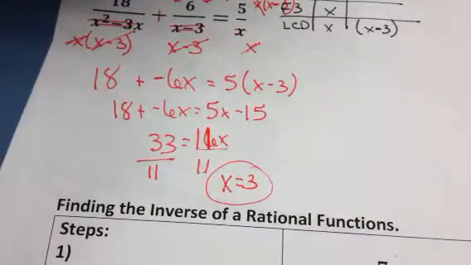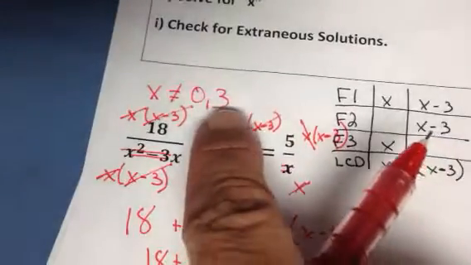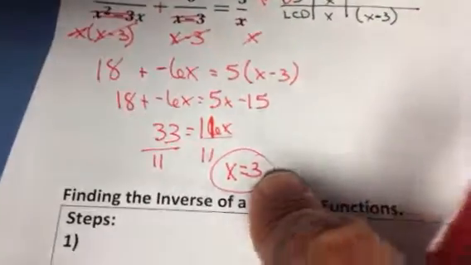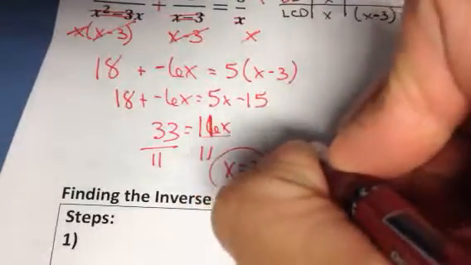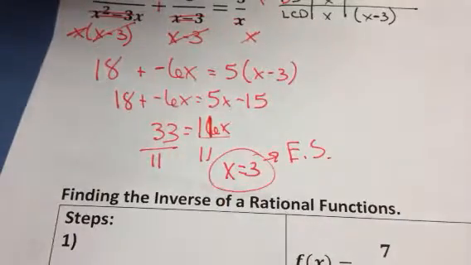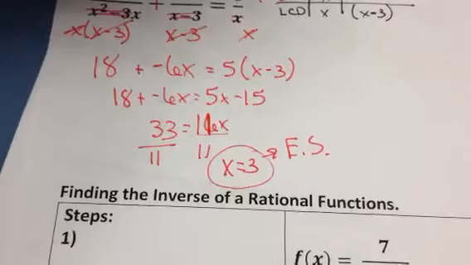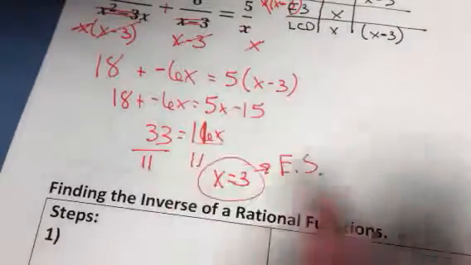So one thing I want to check is, is my answer one of the domain restrictions or excluded values? And as it turns out, I can't have 3. So this is what we call an extraneous solution. Even though we solved for it, it actually won't work when we put it back into the original equation. Again, I'm assuming I did all my math right. So, all right, next one.